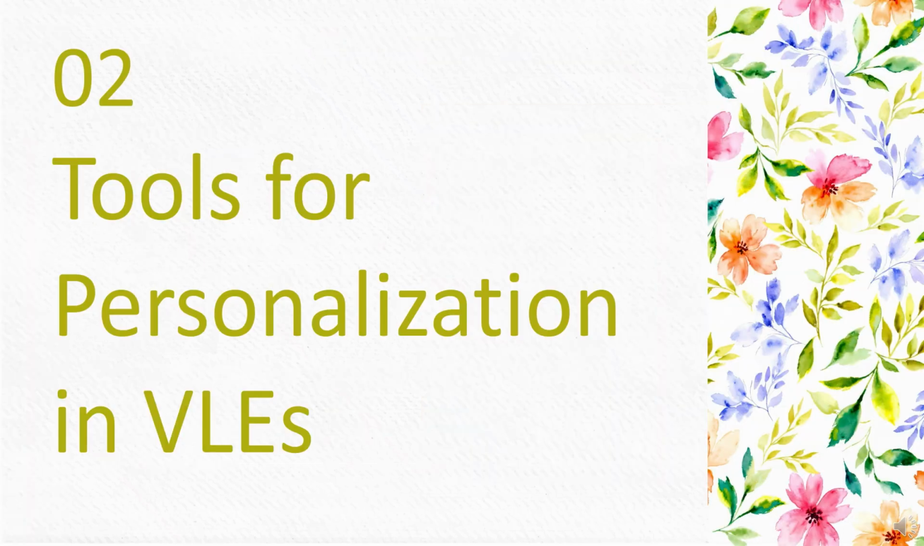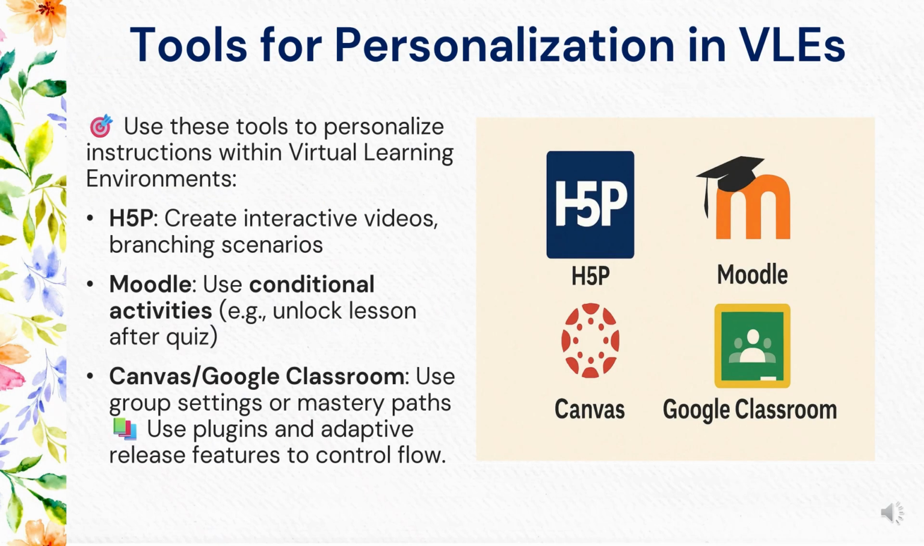Now, let us learn about tools for personalization in VLEs. Virtual learning environments offer a range of tools that support personalization. For example, H5P allows us to create interactive videos and branching scenarios. Moodle supports conditional activities, such as unlocking a lesson only after completing a quiz, and Canvas and Google Classroom provide features for creating mastery paths and group settings. These tools make it possible to design flexible, learner-centered experiences within the digital classroom.